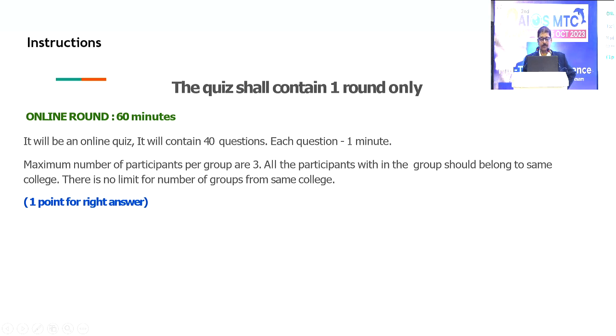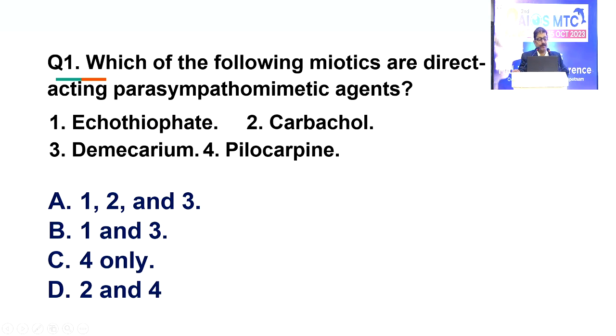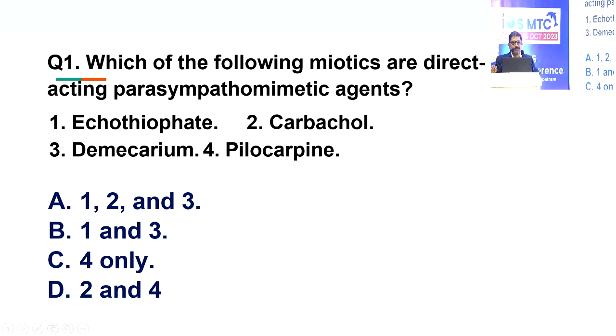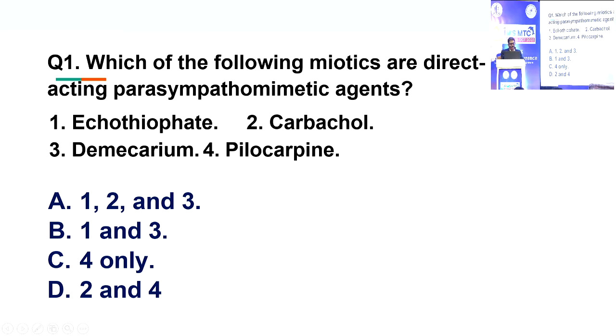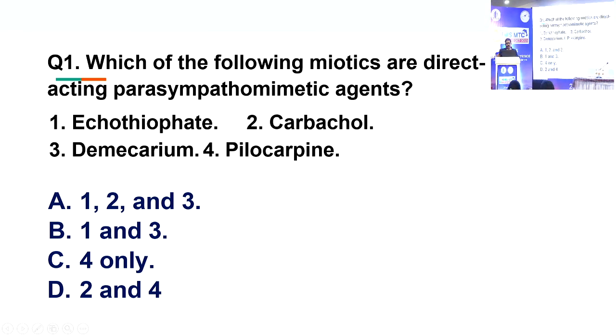So here comes the first question. Question number 1. Which of the following myotics are direct acting parasympathomimetic agents? Here are the options. One is ecothiopate, 2 is carbachol, 3 is demecarium, 4 is pilocarpine. Out of these, anything could be the combination of direct acting parasympathomimetic agents. You have to identify the combination. Option A is 1, 2 and 3. Option B is 1 and 3. Option C is 4 only. Option D is 2 and 4. Your time starts now.